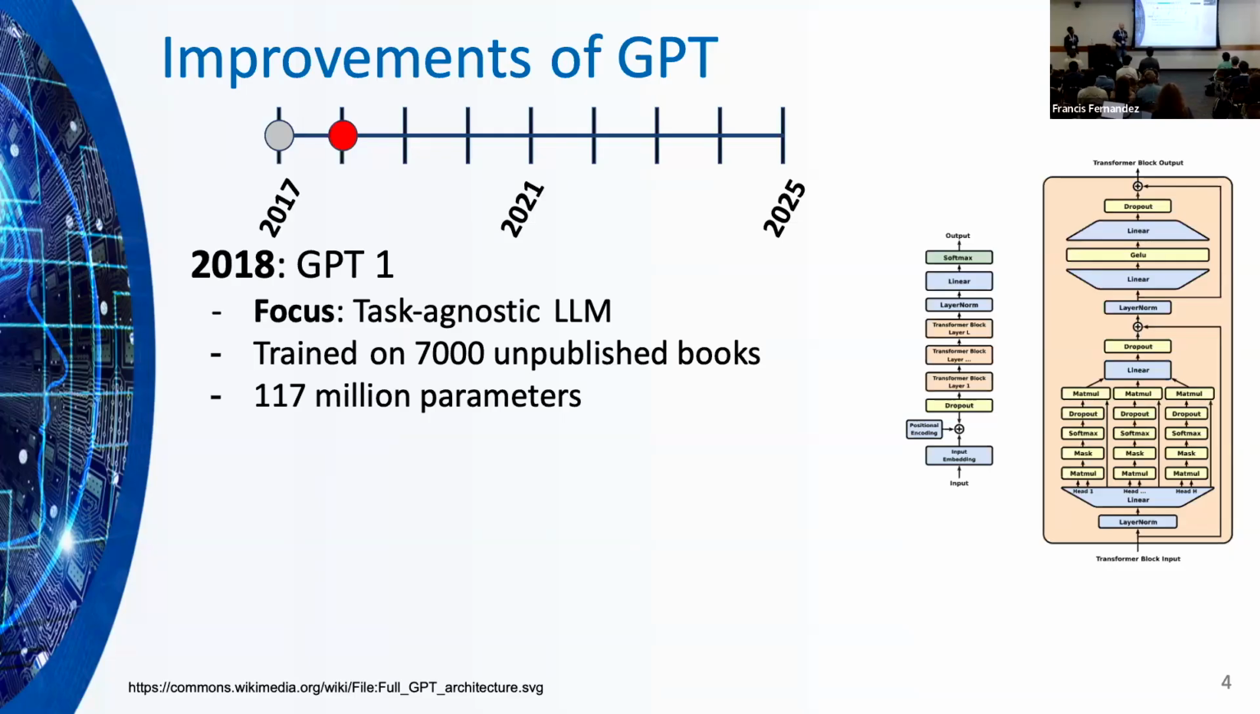And the model had about 120 million parameters. So if you think back to tutorial 2 with ResNet, that was also in the millions of parameters. So it's not a crazy number quite yet.